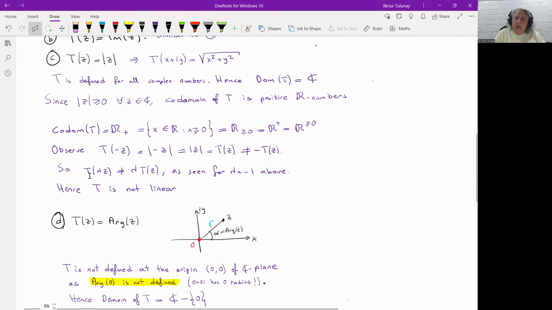If we have T of lambda z, we must have lambda T of z. This must be equal, but in this case they are not equal. It means that T is not linear. The scalar multiplication rule for this map is not satisfied, so T is not linear. It was kind of obvious because this is not a linear expression. You can have such clues in the question.